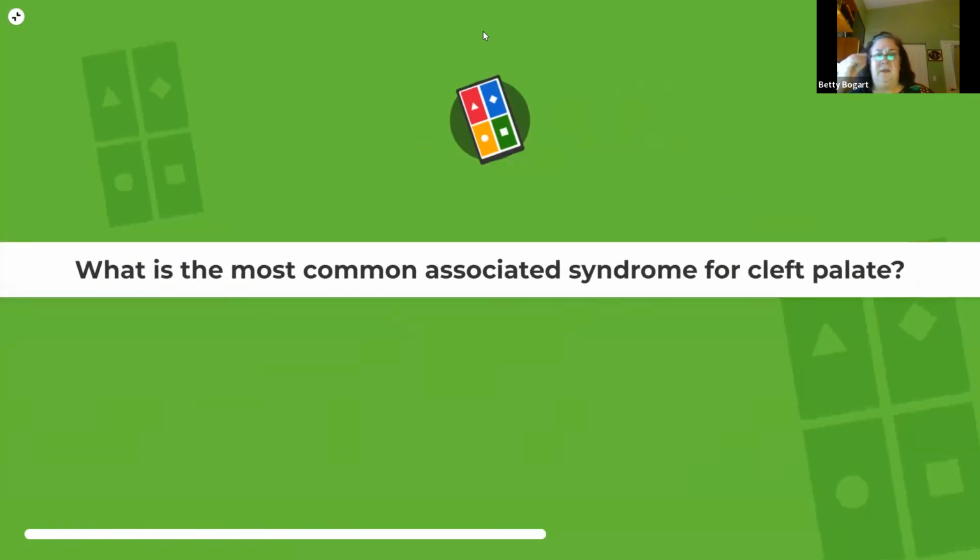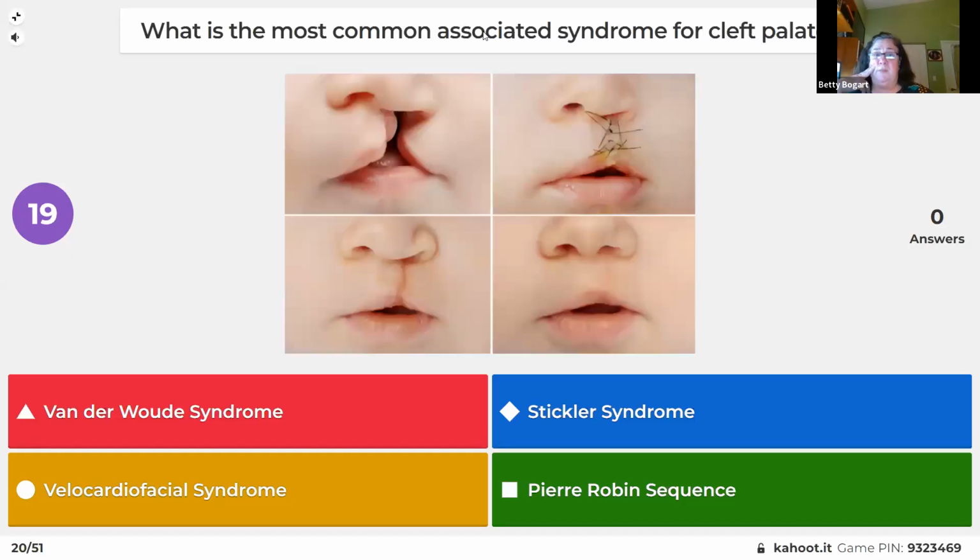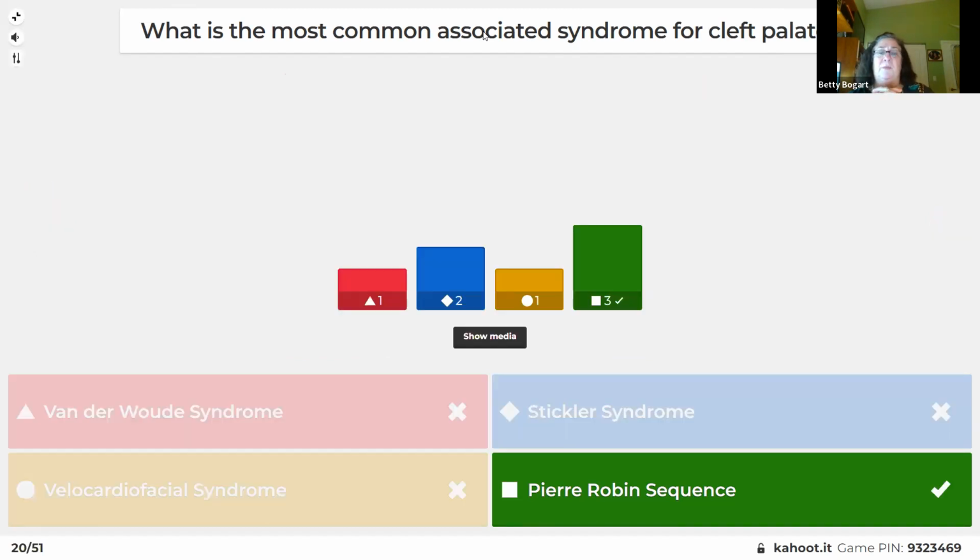What is the most common associated syndrome for cleft palate? I talked about this syndrome. We talked about dysphagia and the inability to swallow because of tiny little chin, but also they are at high risk for cleft lip and palate. And it's called Pierre Robin because of the inability to swallow. Many of them get a G tube, gastrostomy tube for feedings, until they can grow out and get older and they can be taught how to swallow and eat with speech.